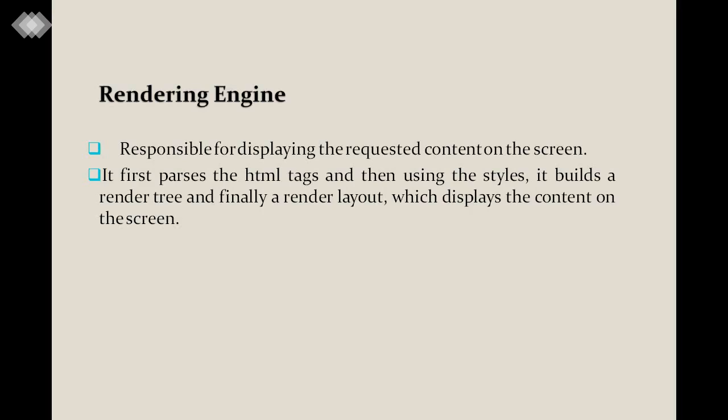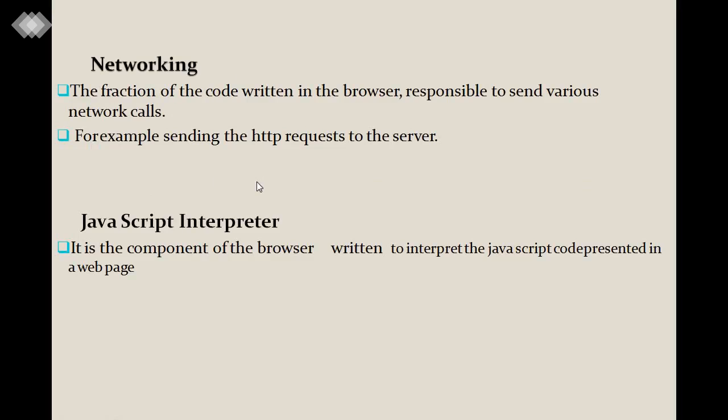So it firstly parses the HTML tags and then uses the style. So rendering engines build a render tree and finally a render layout which displays the contents on the screen. So here how the render engine works we have explained in 2 lines. Networking, you all are aware about networking, in which the fractions of the code written in the browser are responsible to send various network calls, for example sending the HTTP request to the server.